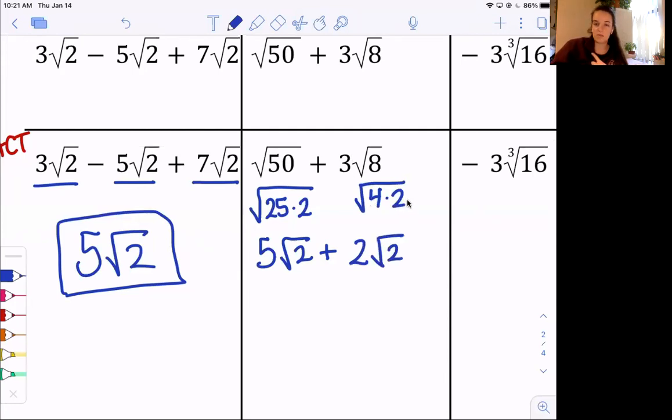There's 2 on the inside, right? So my 25 turned into 5 on the outside with 2 on the inside. And my 4 turned into 2 on the outside with 2 on the inside. Now that they are like radicals, they both have square root 2 here. I could say, okay, 5 plus 2 would be 7. And I still have square root 2.